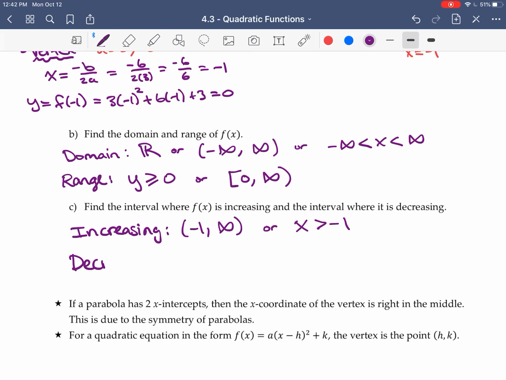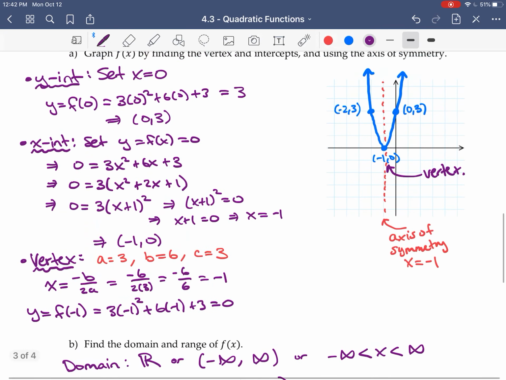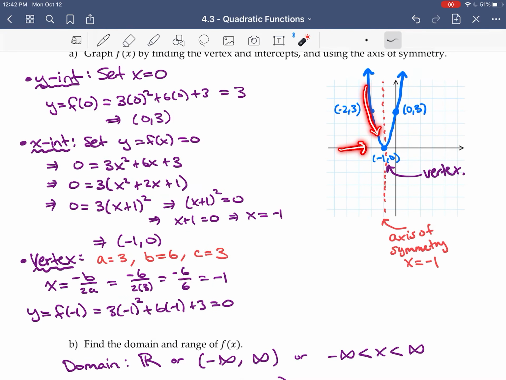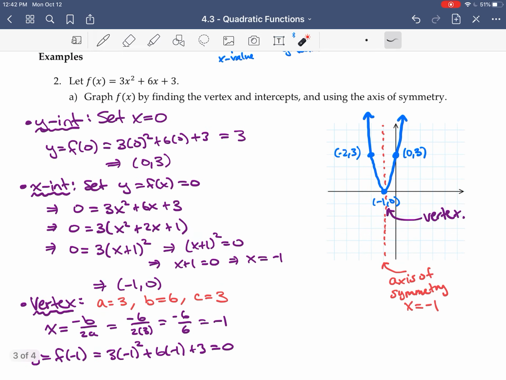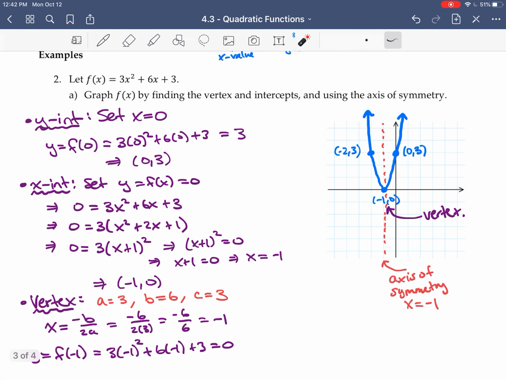And it's decreasing when x is less than -1, so on the interval from negative infinity to -1, because on that interval, as we go to the right, the y values are coming down. So that's when it's decreasing. That's all there is to do with this function here.